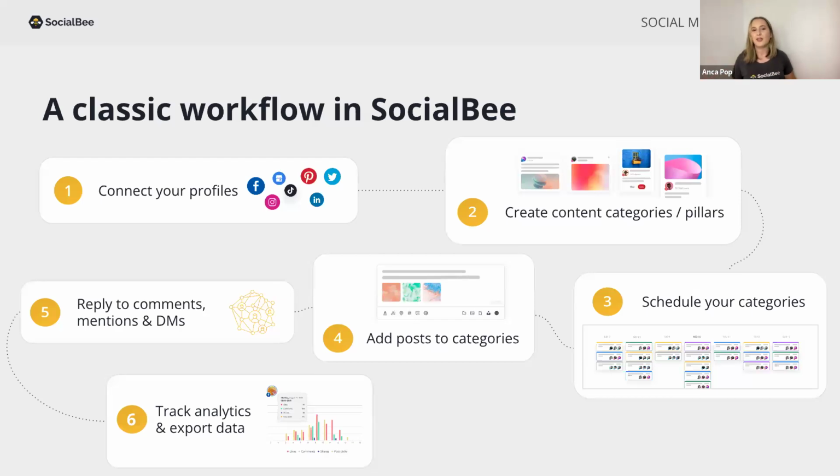So the second step here would be to create your content pillars, right? If you have them already, you can just create your categories from scratch. If you don't have them and you need suggestions, there's two ways to get suggestions in SocialBee. One of them is when you first create your account or a new workspace, you'll get some preset categories available.